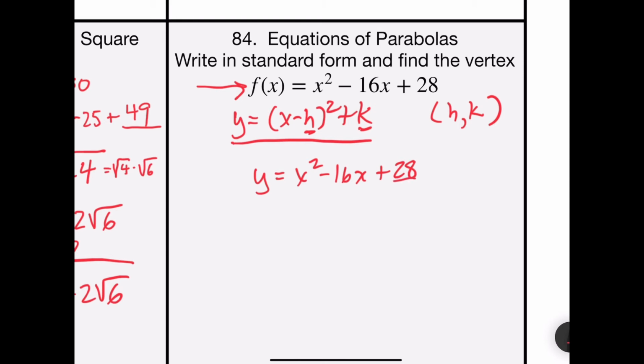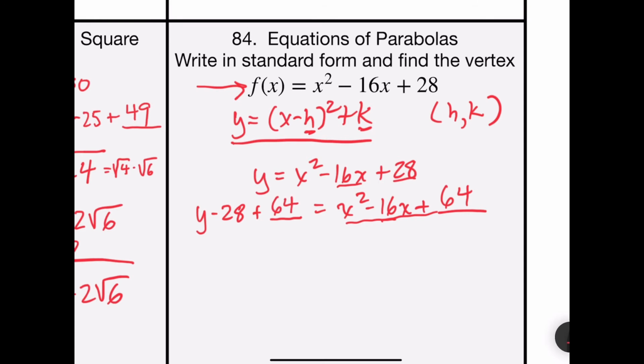28 is not the perfect square number we need to make this a perfect trinomial square. So I'm going to subtract it from both sides. So y minus 28 plus my new number that I'm going to add to the right equals x squared minus 16x plus my new number. So half of 16 is 8. 8 squared is 64. And so now my right side is a perfect trinomial square. I'll also have to add 64 on the left side.